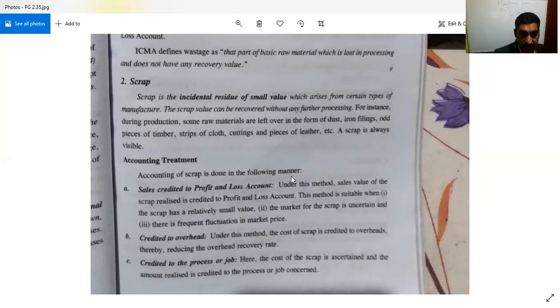Then accounting treatments are: sales credited to profit and loss account, credited to the overhead, and credited to the process or job. So under this method, sales value of the scrap realized, കിട്ടിയ scrap എത്രയാണ് അത്, that is to be credited to the profit and loss account, because the saleable value, all the sales are to be credited, that you already studied in your previous classes, previous subjects also. So ഈ മെത്തേഡില് sales value of the scrap realized is credited to the profit and loss account, and this method is suitable when the scrap has a relatively small value and the market for the scrap is uncertain and there is frequent fluctuation in the market prices.